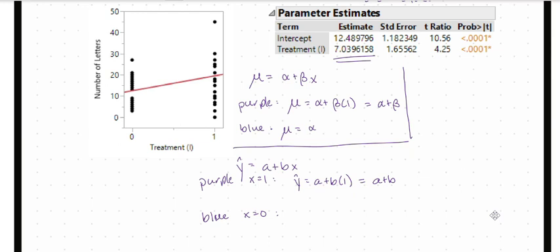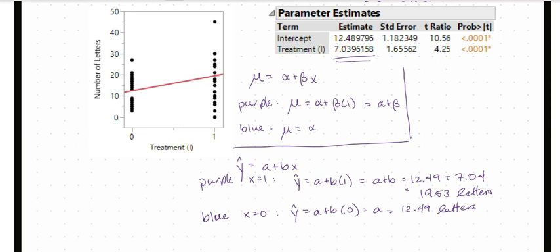So in this case, a is 12.49 and b is 7.04. So our y hat for the purple list is 19.53 letters. For the blue list, x equals 0, so we go the same route. So we have y hat equals a plus b times x equals 0. So this just becomes y hat equals a. We plug in, so this becomes 12.49 letters.